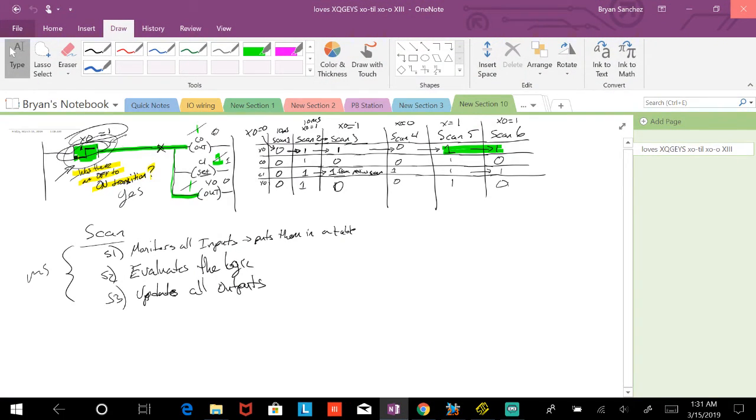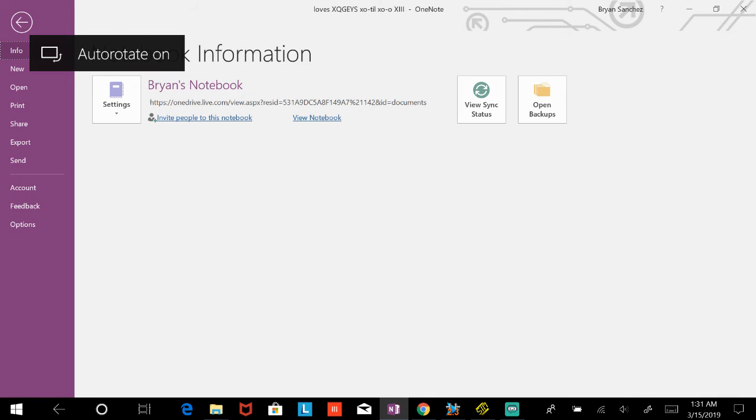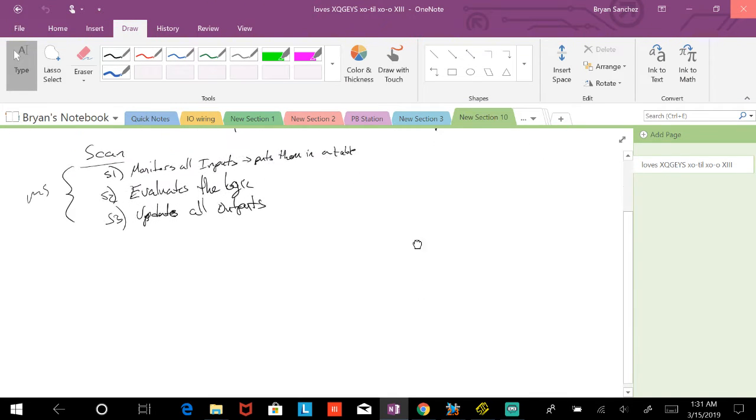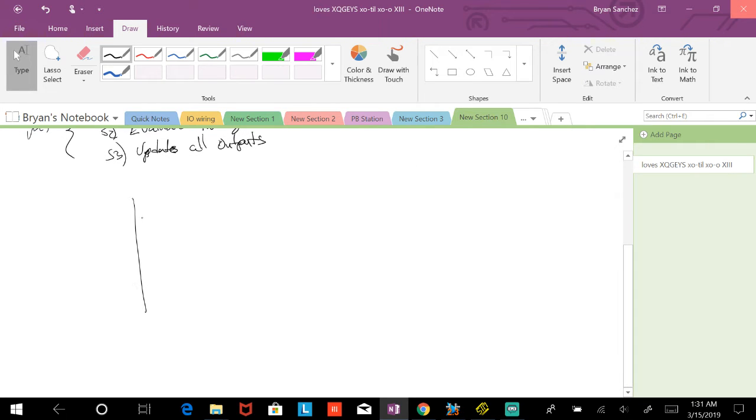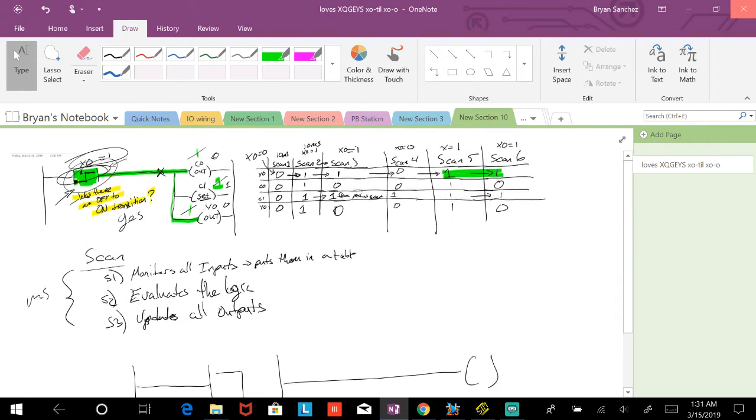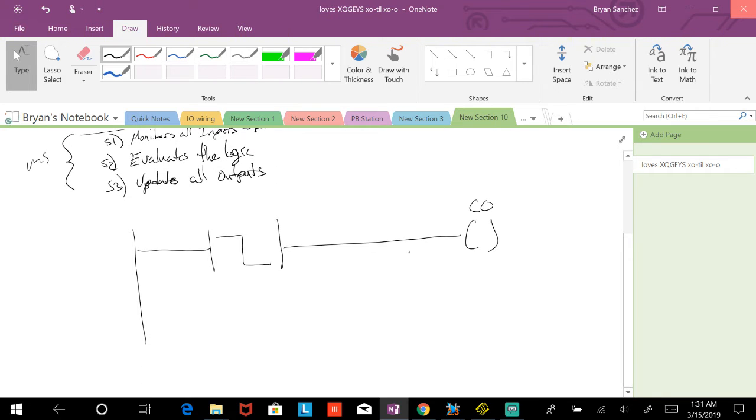So now that we understand that, let's do something else. Let's do the other one. C0, C1, Y0. This is an output. This is a set. This is Y0. This is an output. Okay? And this is X0. So this one monitors any transition from 0 to 1 in one scan time.